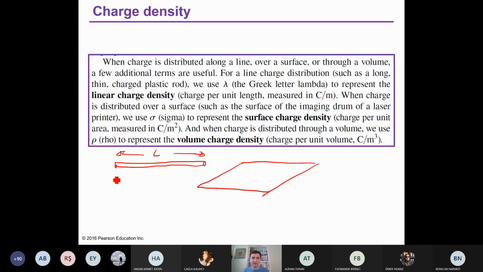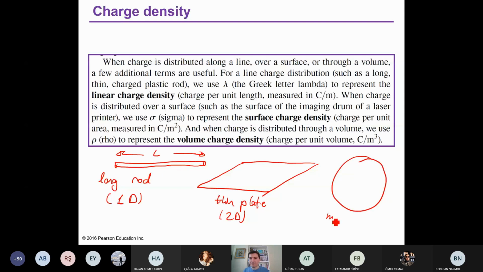You can consider that this is one-dimensional. You can consider this is two-dimensional. And just consider that here we have a sphere, a metal sphere, and this is three-dimensional, okay? It has a certain radius, and this has a certain area, okay? So, depending on the shape of the object, depending on the shape of the metal, charge density changes, okay?